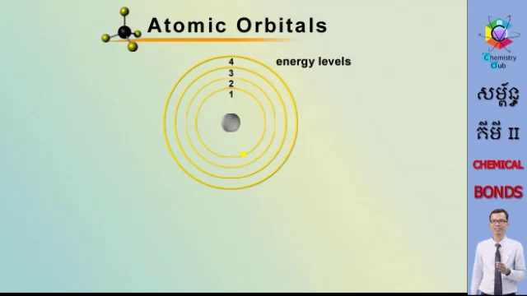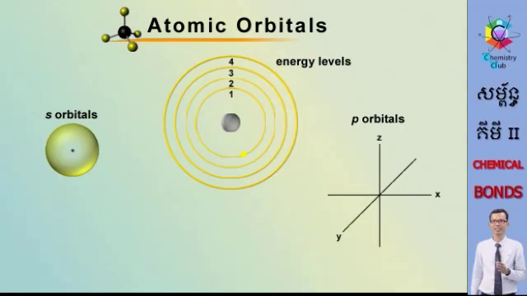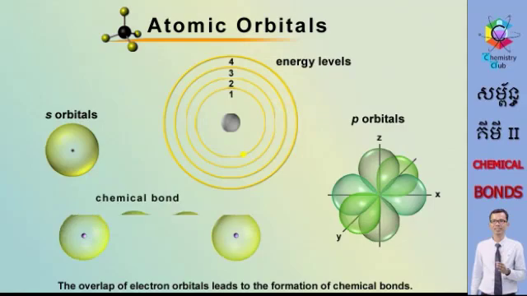Both the S and P orbital types have characteristic shapes. The S orbitals are spherical, with the nucleus of the atom in the center. There is only one S orbital per energy level. The P orbitals have a two-lobed structure, with the lobes on either side of the nucleus. As many as 3 P orbitals can exist at the same energy level. When they do, they are perpendicular to each other in space. The overlap of electron orbitals leads to the formation of chemical bonds.